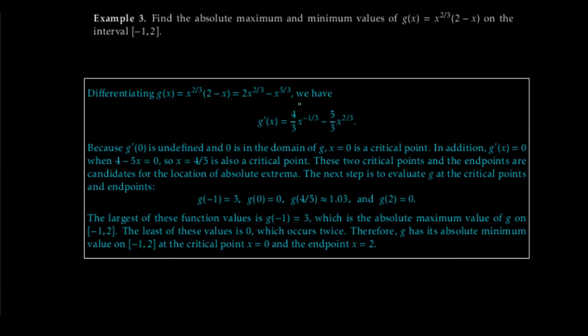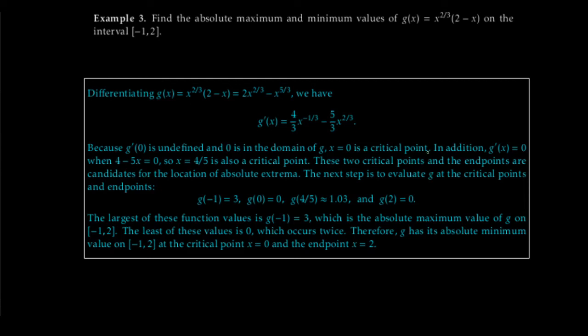What we get is that g prime of x is equal to 4/3 x to the minus 1/3 minus 5/3 x to the 2/3. Now, notice, because we have a negative in this exponent, g prime of 0 is undefined. 0 is in the domain of g. I can certainly plug 0 into g, and 0 is in the interval from -1 to 2. So x equals 0 is a critical point of g.